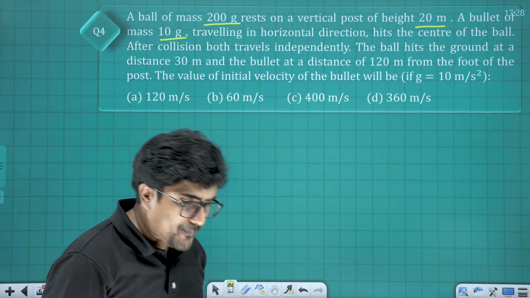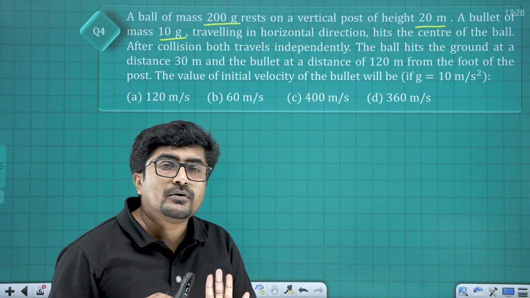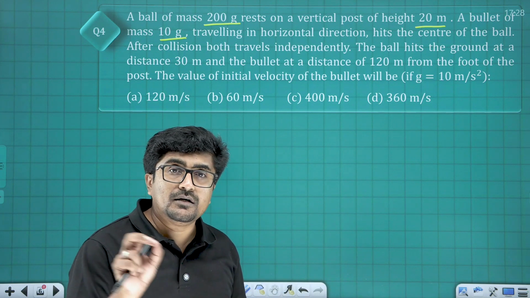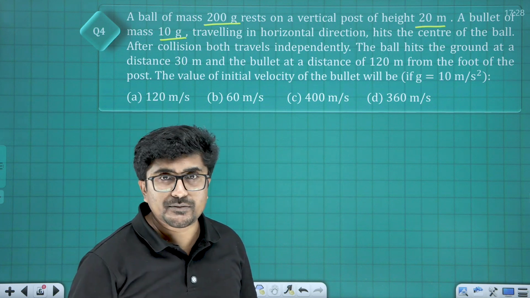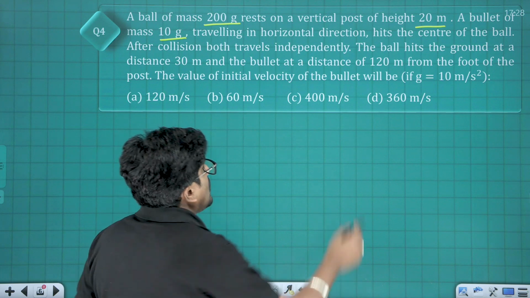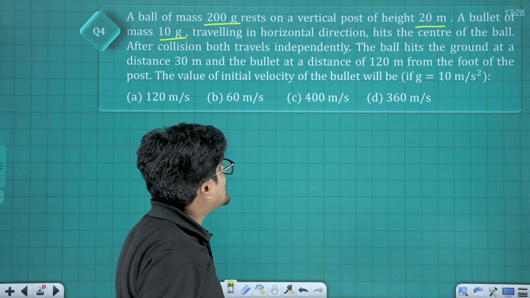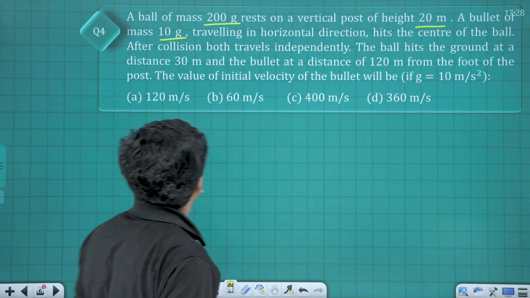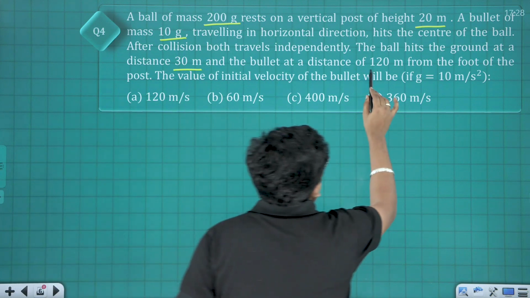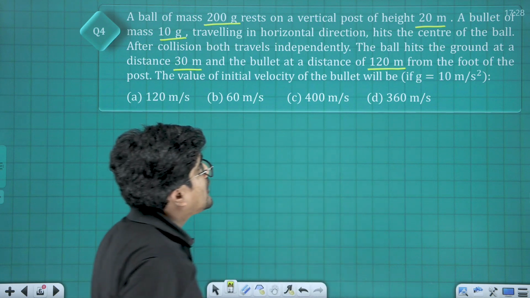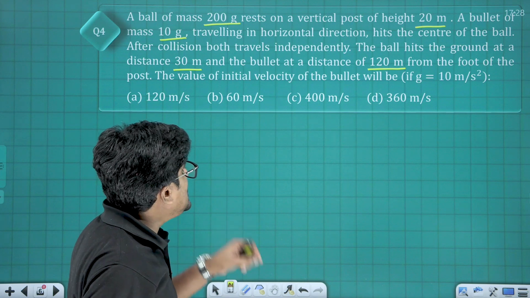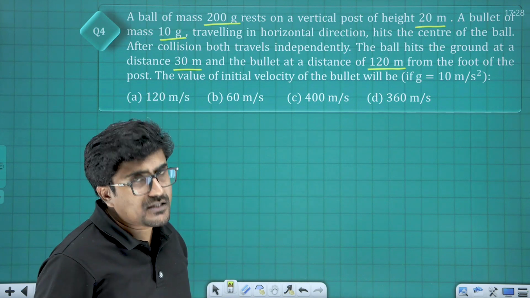Now, I'm taking a pause here. One thing you must understand. Here, they have not mentioned the nature of collision. I mean, they're not at all telling whether it is elastic or inelastic collision. Okay, so that needs to be taken care of. Okay, now let me continue. What happens next? The ball hits the ground at a distance 30 meter and bullet hits the ground at 120 meter from the foot of the post. Now, the value of initial velocity of the bullet is the question.